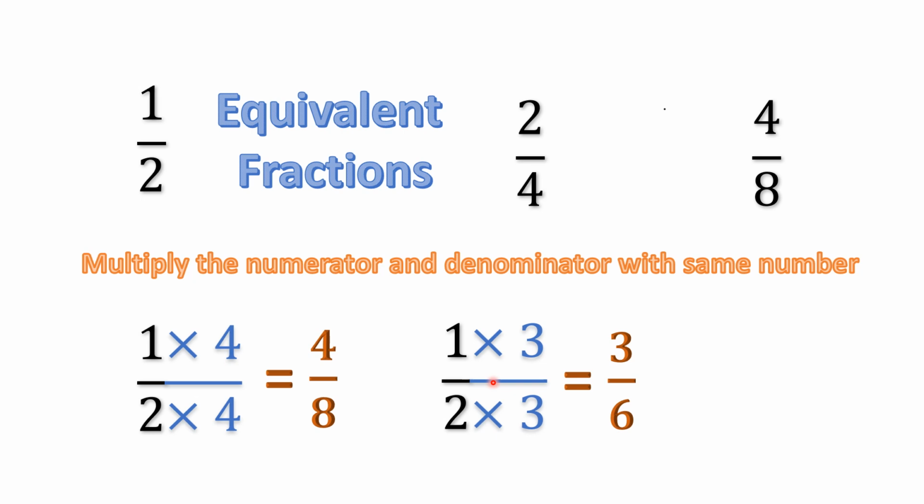I am taking something more. I am taking 3 and I am multiplying the numerator with 3 and the denominator with 3. So what do I get? 1 into 3 is 3, 2 into 3 is 6. So 3 over 6 is also another equivalent fraction for 1 over 2 and there can be infinite equivalent fractions for a fraction because we can multiply the numerator and the denominator with infinite numbers. Okay, so that is of your choice.